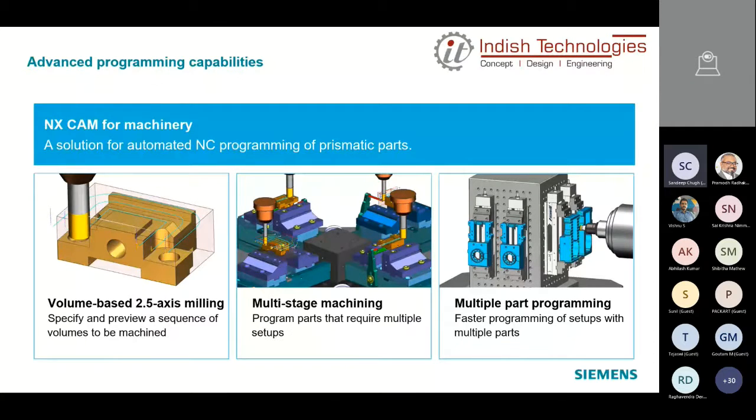Then we have multiple part machining through a tombstone. On a fixture, you can have multiple parts mounted together, make a toolpath for one particular part, and then move, copy, instance, pattern, like the way you pattern your curves, your features, your geometries, the same way you can do with the toolpaths also.